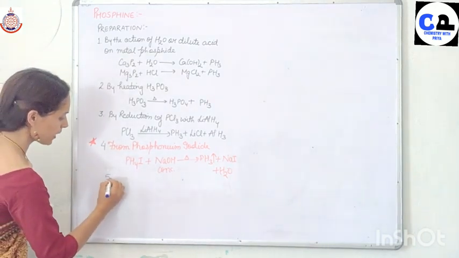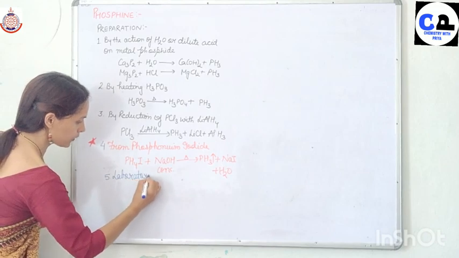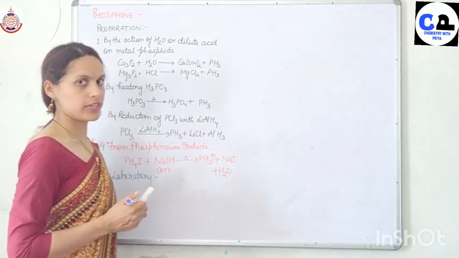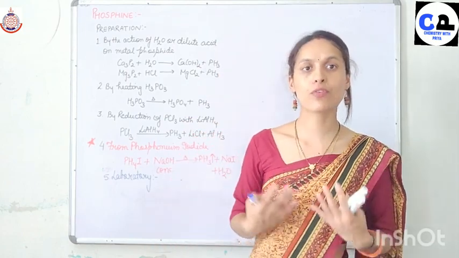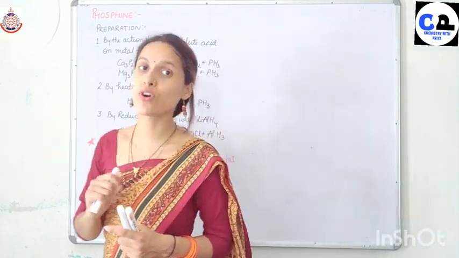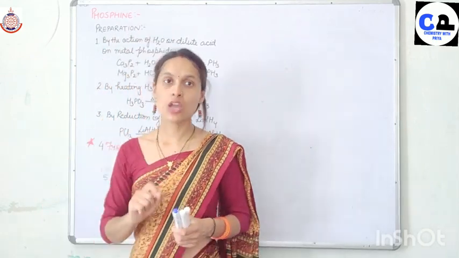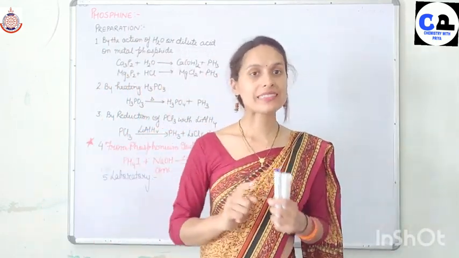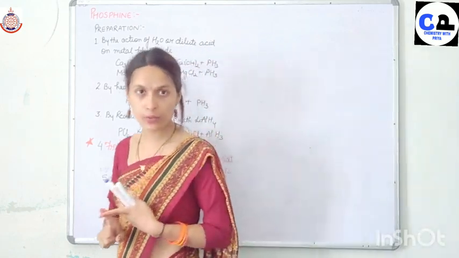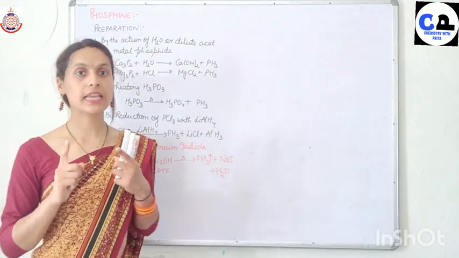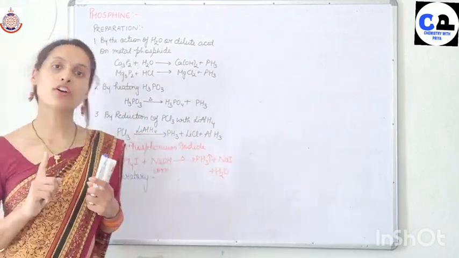Now next, we'll study the fifth method, that is the laboratory method. In the laboratory, we prepare phosphine from white phosphorus, by heating white phosphorus with concentrated NaOH solution in an inert atmosphere.